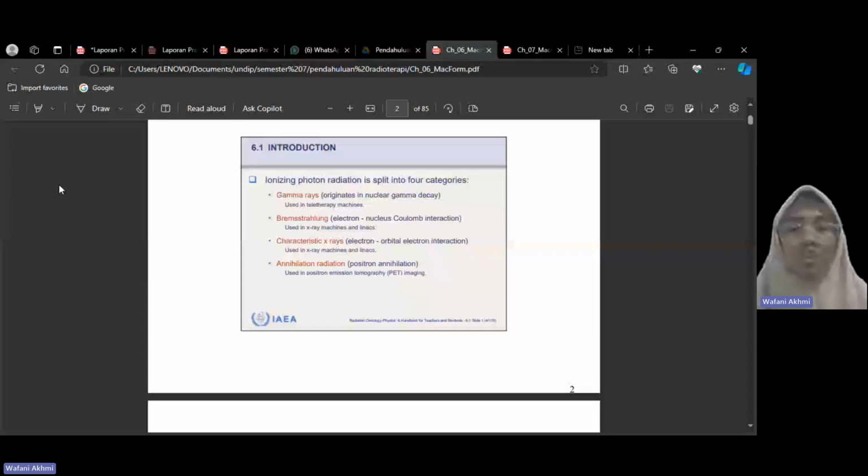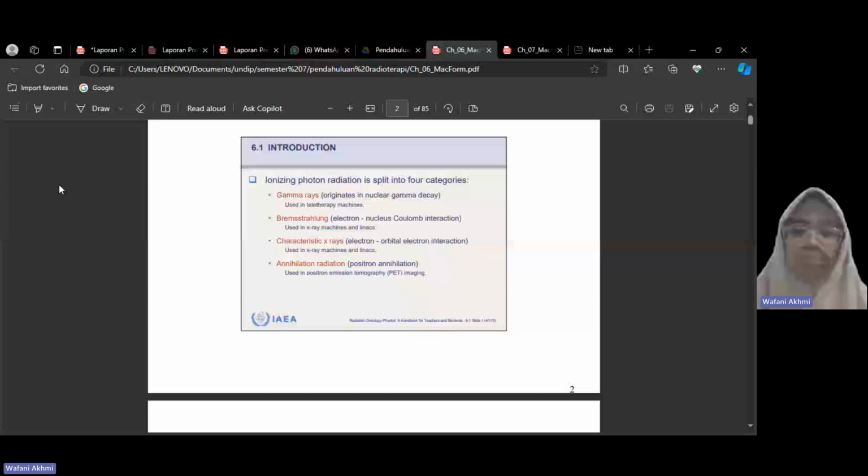First, gamma rays, originating in nuclear gamma decay, used in teletherapy machines. Second is Bremsstrahlung, electron-nucleus Coulomb interaction, used in X-ray machines and linacs. Third is characteristic X-ray, electron and orbital electron interaction, used in X-ray machines and linacs. And the last is annihilation radiation, positron annihilation, used in positron emission tomography or PET imaging.